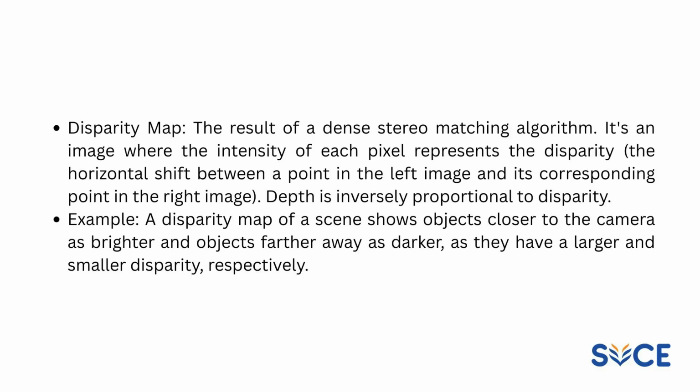For example, imagine taking a picture of a car with two cameras side by side. In the disparity map, the car which is close will appear bright because it shifts a lot between the left and right images, while the faraway buildings will appear darker because they barely shift. That's how it works.